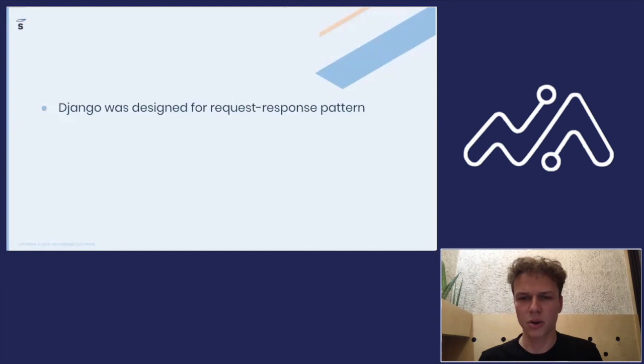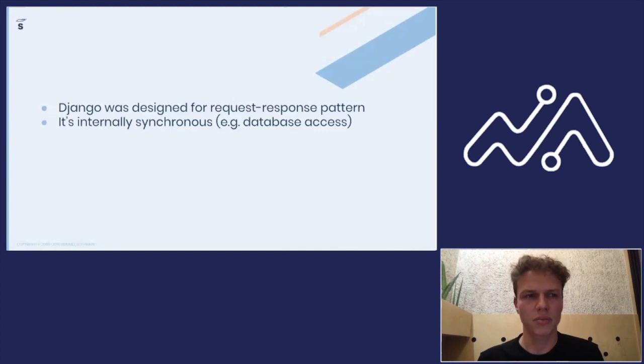But as you know, the web is changing, and also application architecture is changing as well. So now we do use more service-oriented architecture, which means we have connections with different APIs, which means in turn that we need asynchronous calls, and that's not possible in Django. For example, database access is synchronous in Django as well.